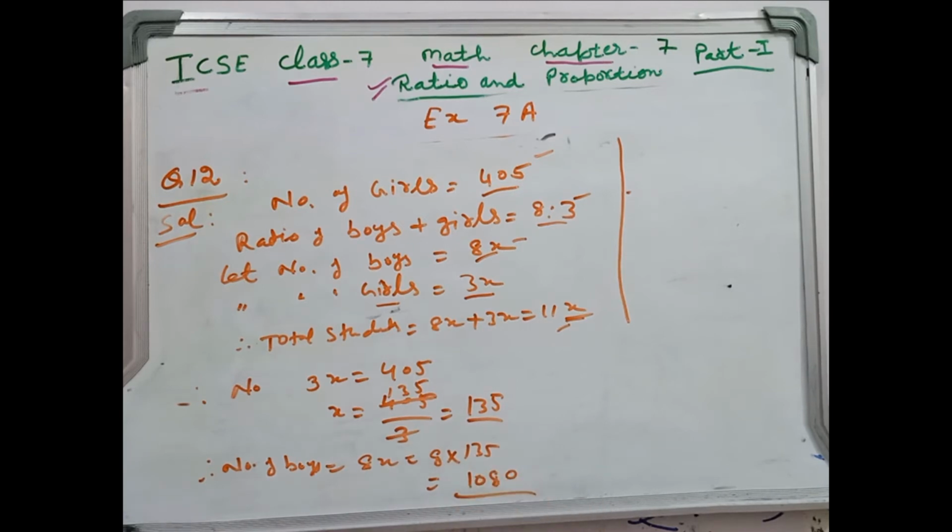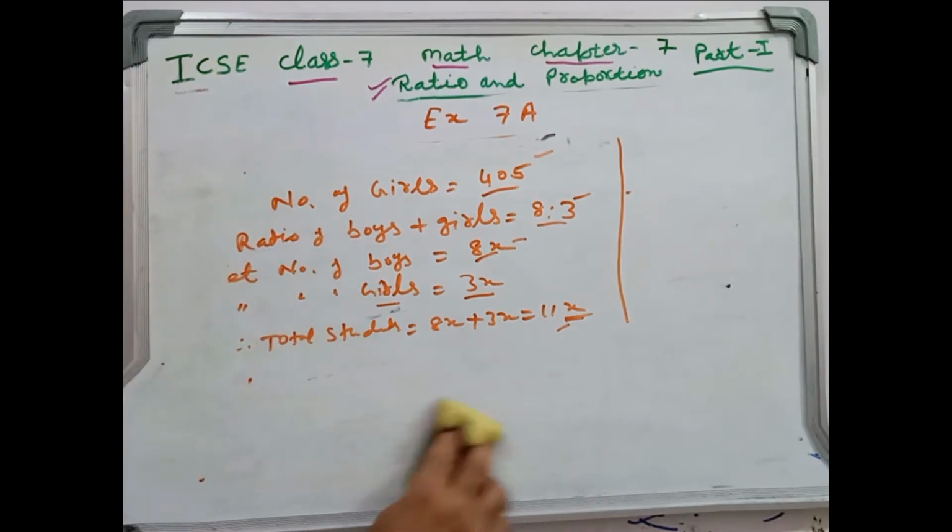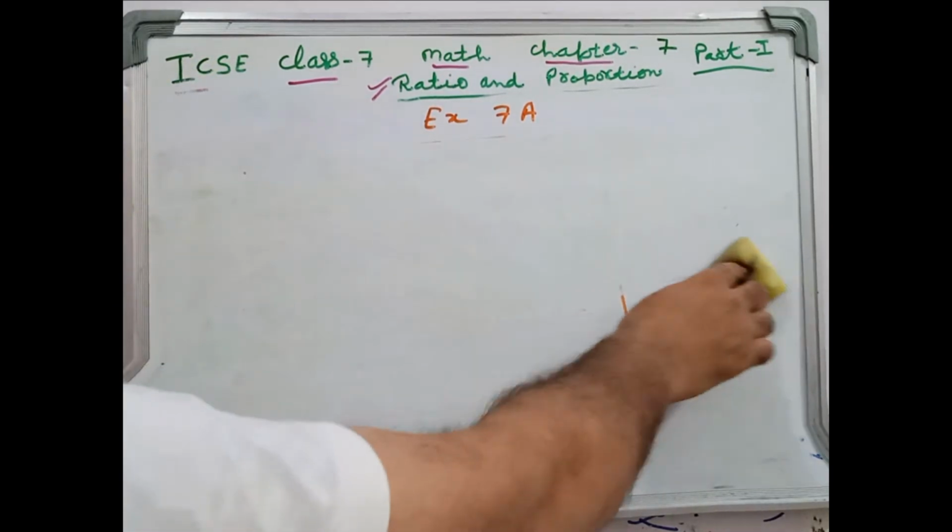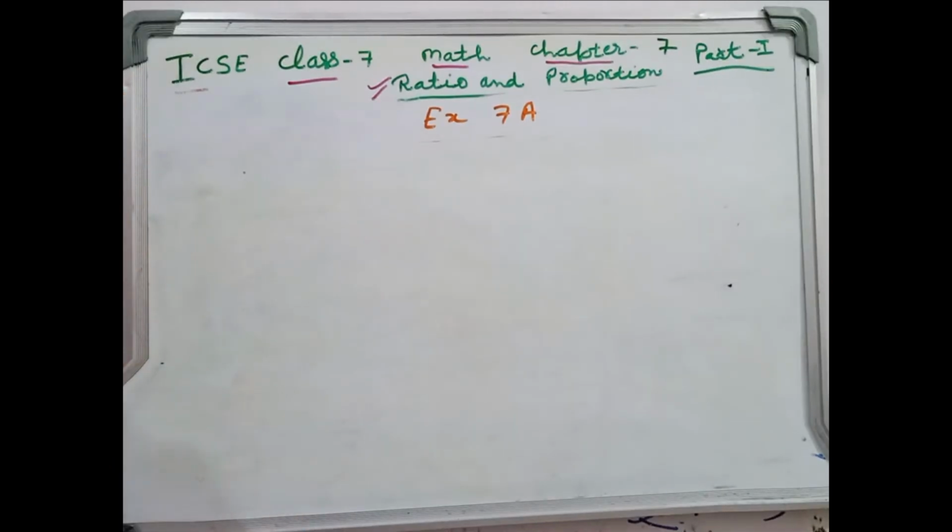So number of boys is 1080. So this is the simplest way you can understand it. With that we have found out number of boys. That shortcut we have found out total number of students. Now we will move on to the next.